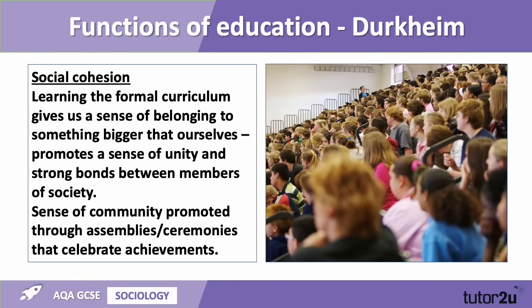So Functionalist Durkheim talks about the idea of social cohesion, and social cohesion being something that schools promote. It's the idea of learning the formal curriculum, which gives us a sense of belonging to something bigger than ourselves. It educates us about things that are going on around the world, so it makes us realise that it's not just us, there are other things out there. And this promotes a sense of unity and stronger bonds between members of society.